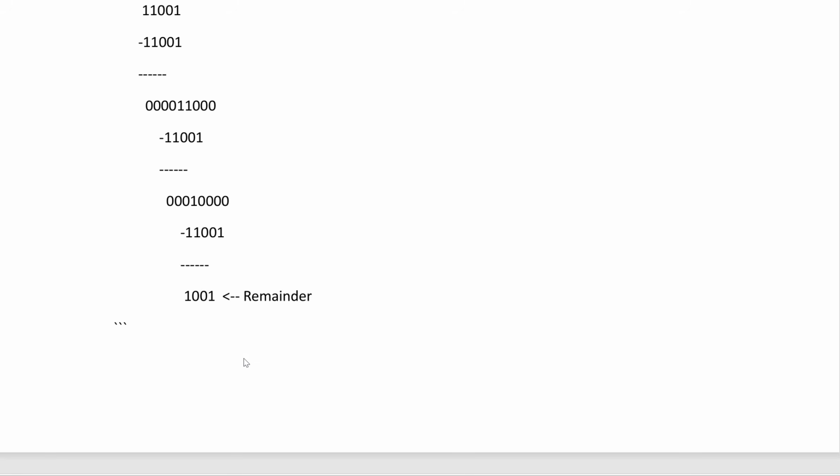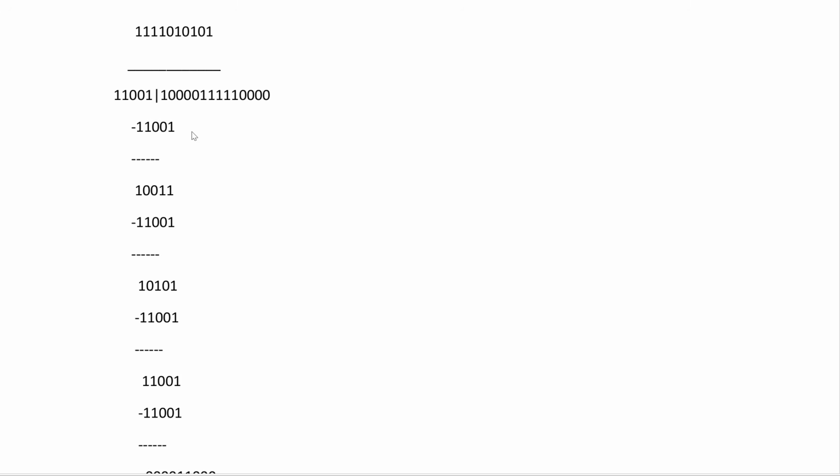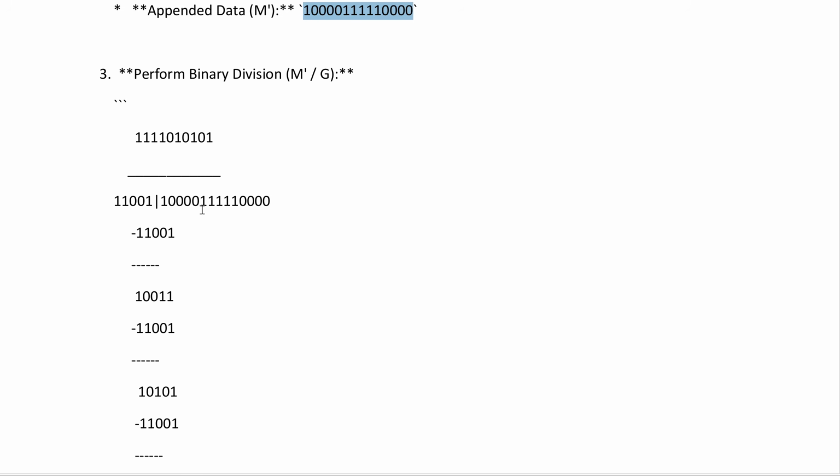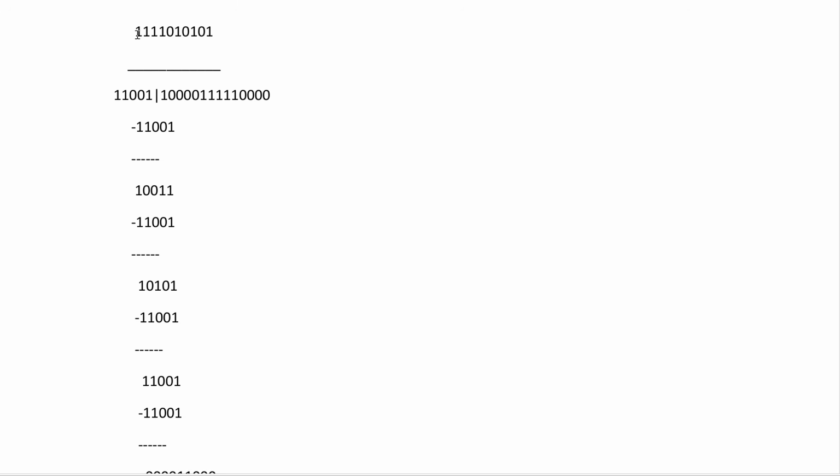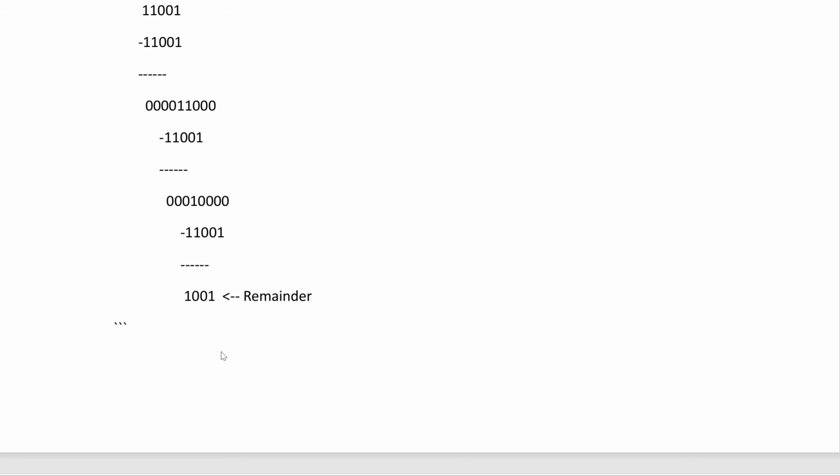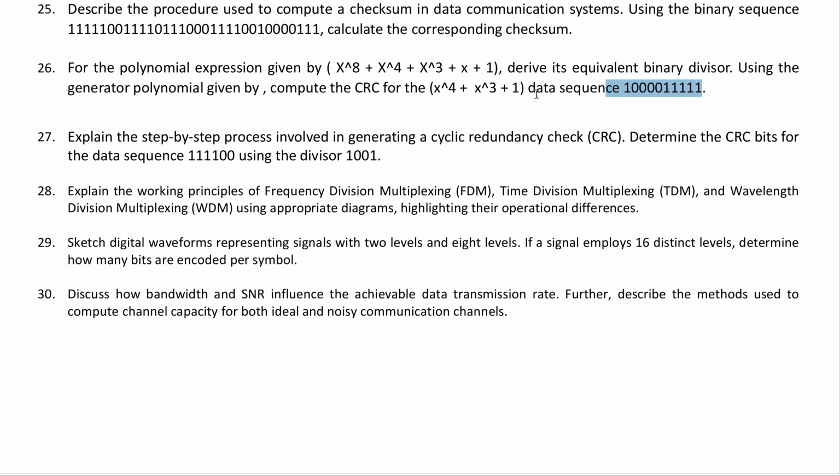This is the quotient, this is the divisor, this is the dividend. Whenever you are doing this subtraction operation, we have to take the XOR, as I have earlier told you. And the remainder is 1001. So what do we have to calculate?